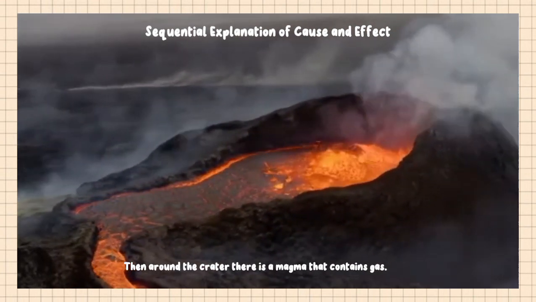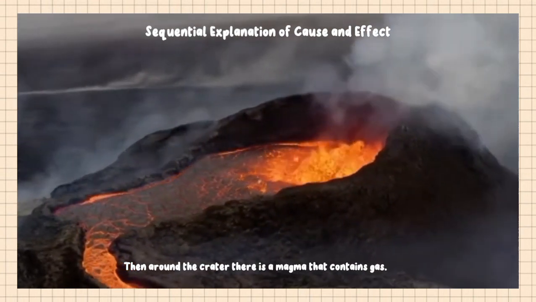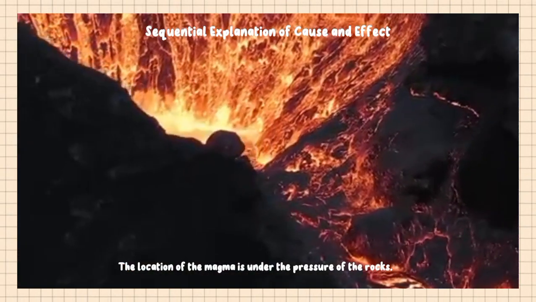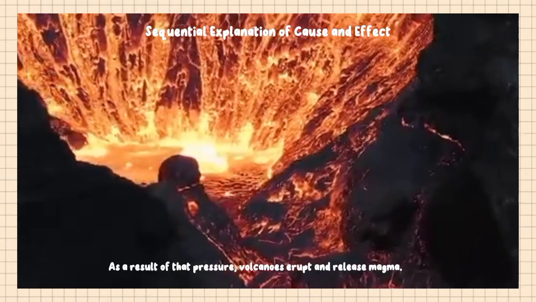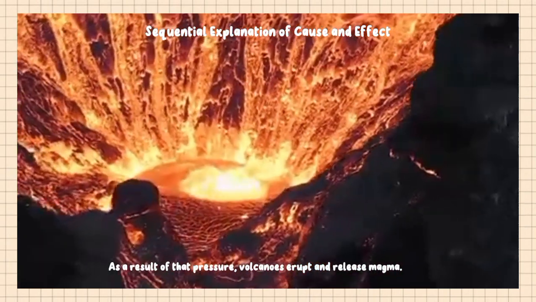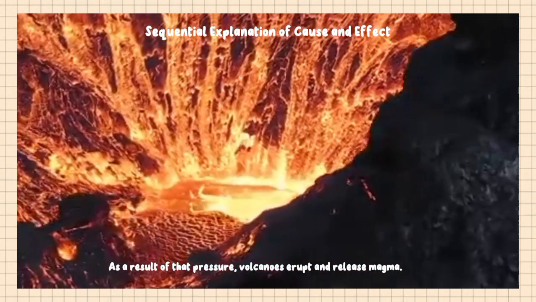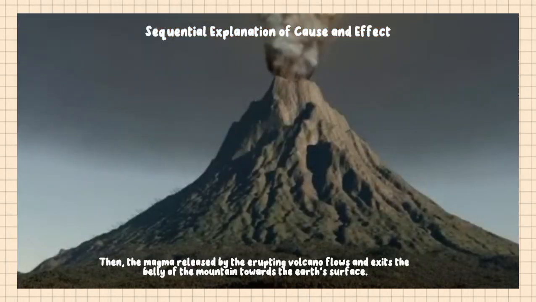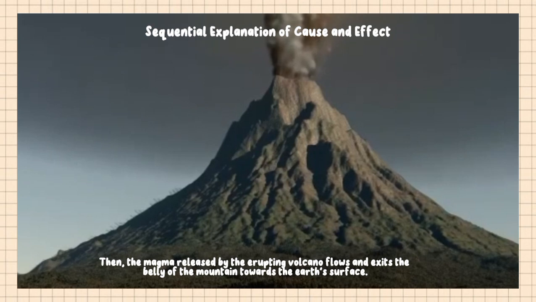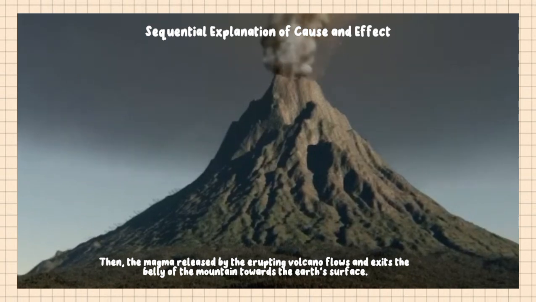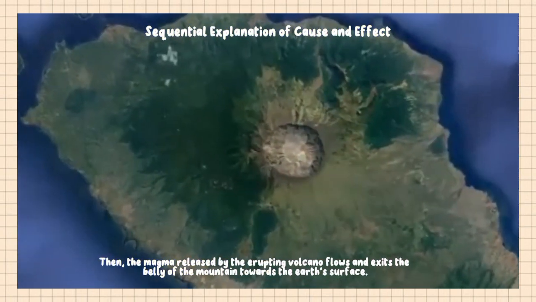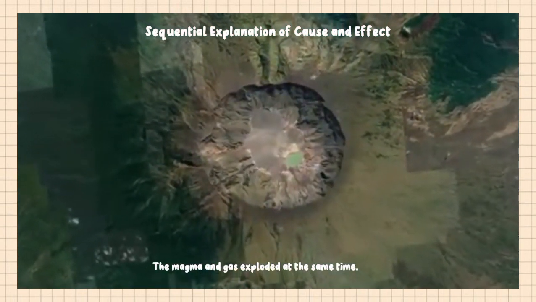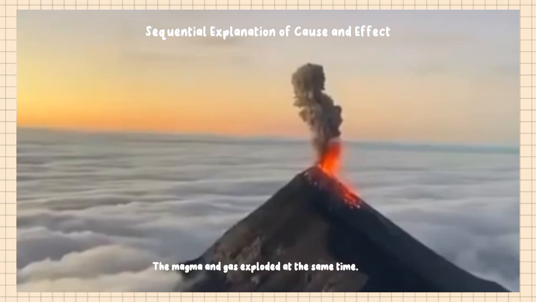Then, around the crater there is magma that contains gas. The location of the magma is under the pressure of the rocks. As a result of the pressure, volcanoes erupt and release magma. Then the magma released by the erupting volcano flows and exits the belly of the mountain towards the Earth's surface. The magma and gas exploded at the same time.